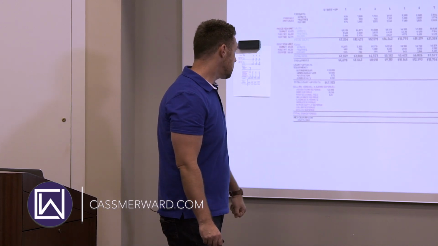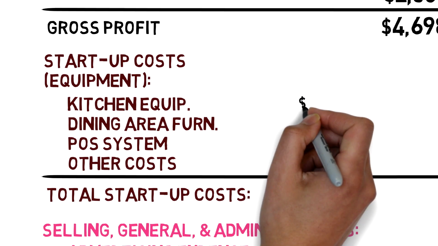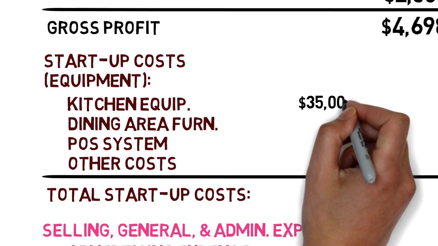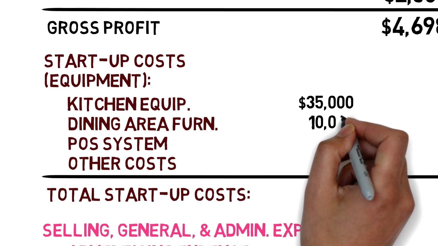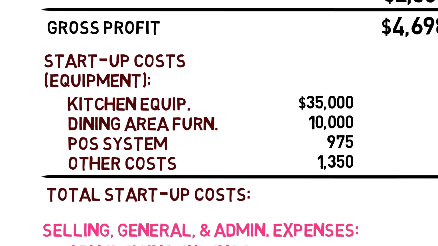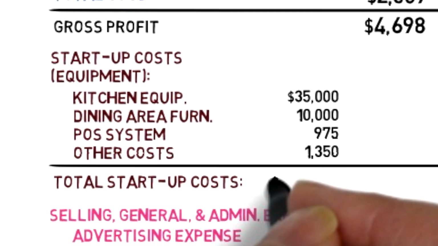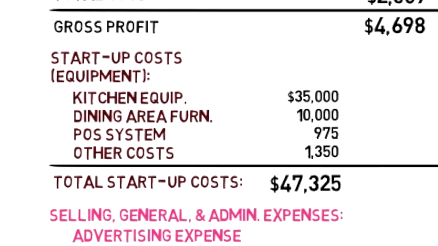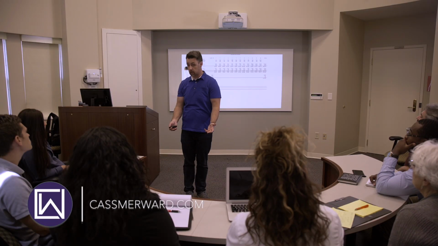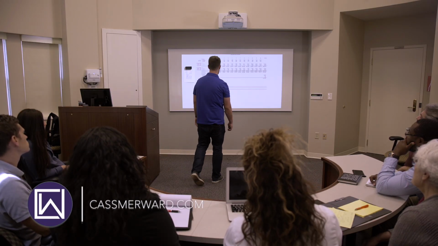And as you can see, we have our kitchen equipment. It's going to cost us $35,000. We have our dining area furniture at $10,000. Other costs of $1,350, our POS system of $975. But before we even open the doors, we are in for $47,325, right? And you can see how that may stop somebody from starting a business. It's a whole lot of money before you even open the doors.